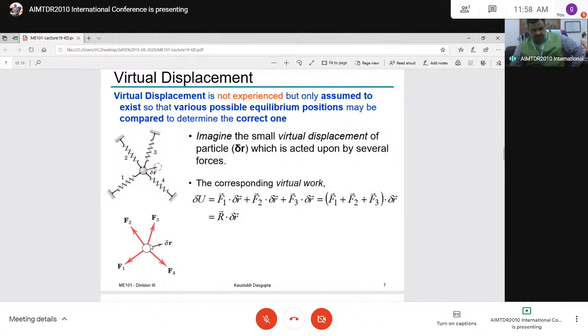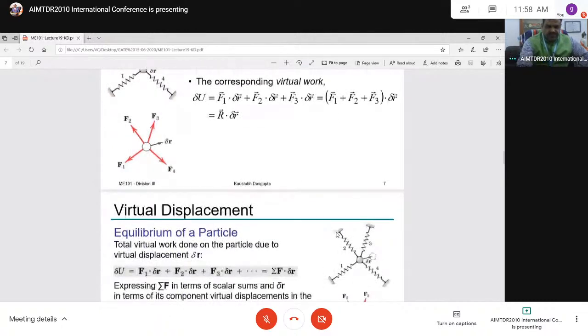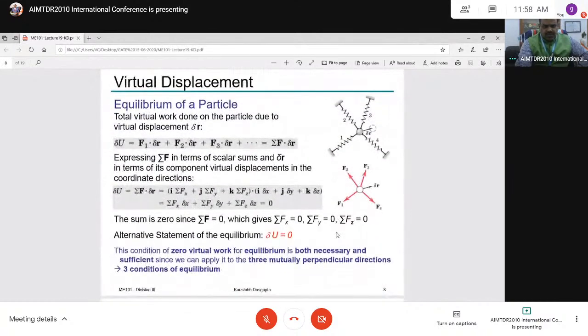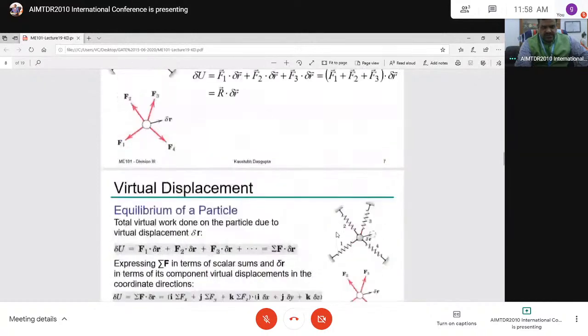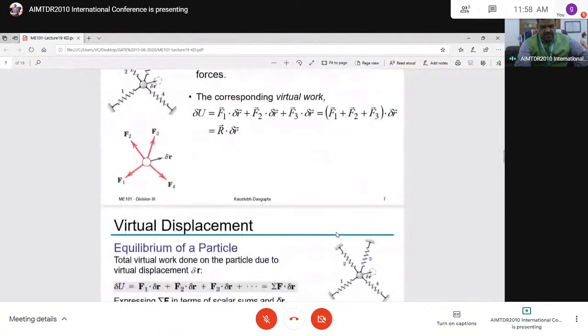This is the F1 component along delta R, F2 component along delta R, F3 component along delta R, and F4. Like that, if you add up to n number of forces there, we can find out the total work done. So this is another way we can represent the same problem in a vector notation. Earlier it was a scalar notation, and now it is a vector notation.